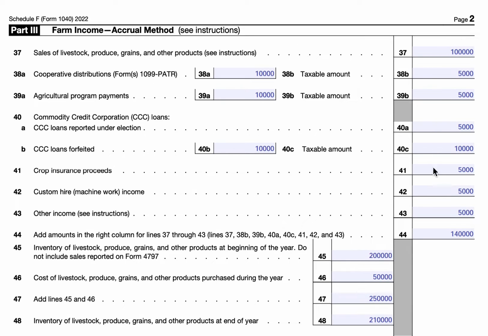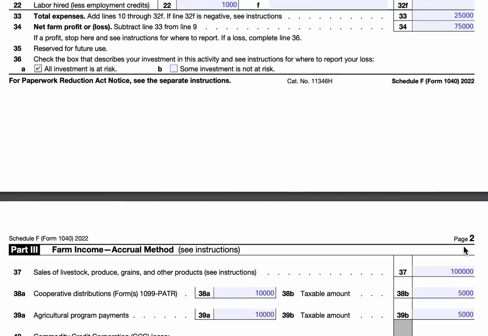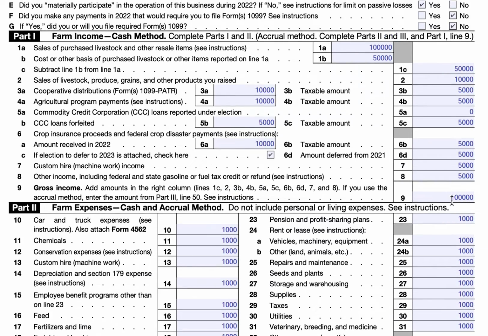Now, up here, we reported all of these items. We arrived at $140,000. So we subtract the $40,000 and we come up with $100,000 of gross income. Now, I did this specifically for illustrative purposes. It is very, very highly unlikely that a farmer using the cash method and the accrual method would come up with the exact same numbers using both methods, unless you happen to have only charged for services in a year and you received all the money in that same year.